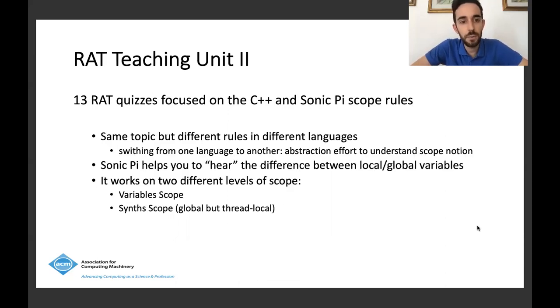For the second teaching unit, we designed quizzes focused on the C++ and Sonic Pi scope rules. Here the idea was that switching from one language to another requires an additional abstraction effort to understand the notion of scope, regardless of the rules of a specific language. In fact, Sonic Pi helps you hear the difference between local and global variables. In particular, it works on 2 different levels of scope: variable scope and synth scope. Synths are quite tricky because they are global but thread local.